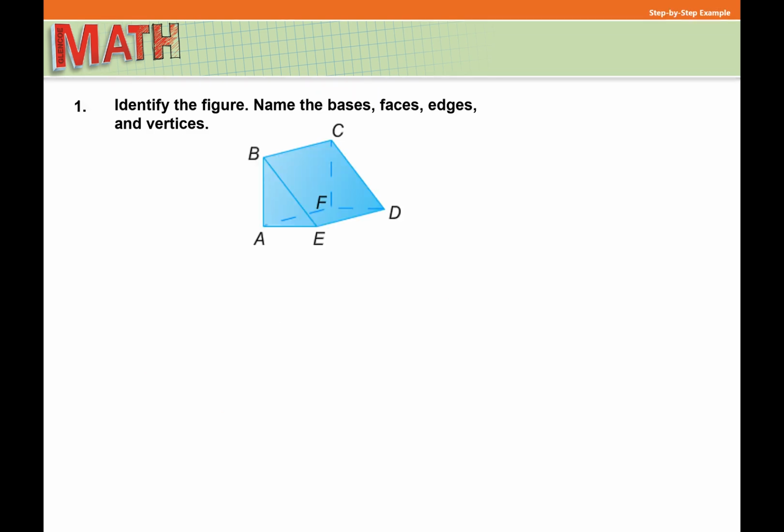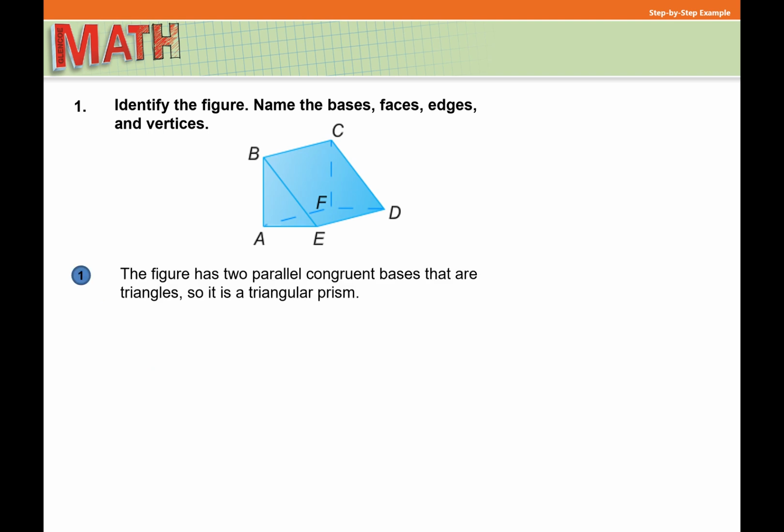So let's move on. Okay, let's identify this figure. We're going to name the bases, faces, edges, and vertices. Okay, so we see first of all that the figure has two parallel congruent bases that are triangles. We see a base here and we see a base here. Now, why don't I consider, let's say, plane A, B, C, F? Why don't I consider that to be a base? Well, it doesn't have a parallel congruent partner. There are two triangles that are both the same size and they are parallel from each other. So those are going to be considered our bases.